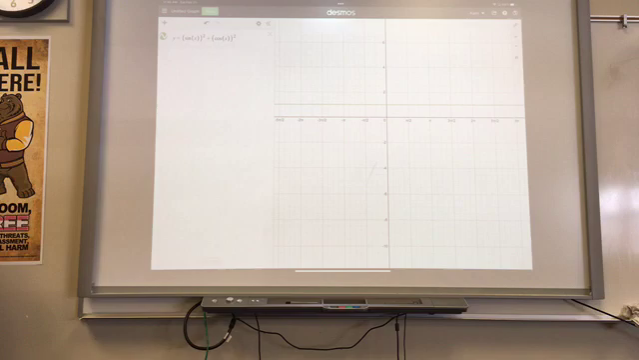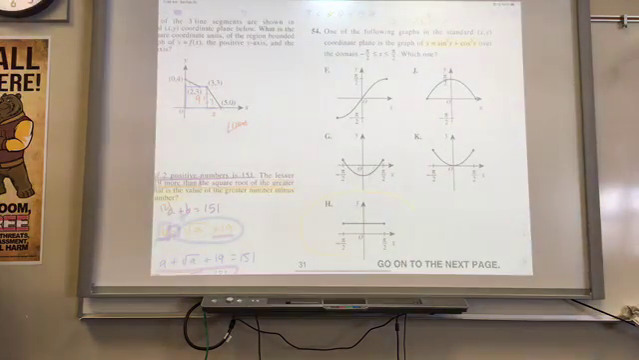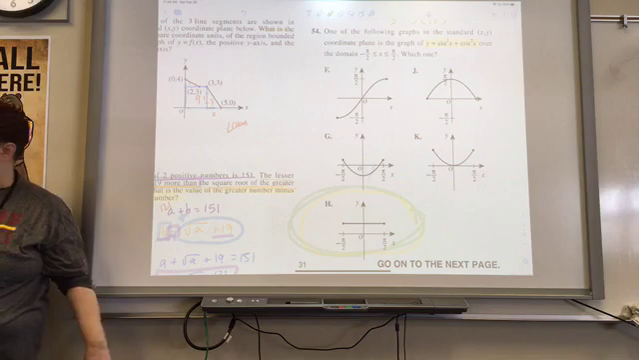What does it look like? A line. That's what I got. Oh, I got it right. Yeah, H. So you just plug this into the Y equals, and I got H. And hit graph, and it just shows you.